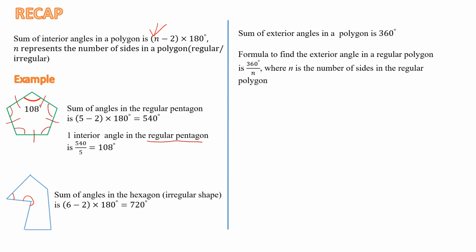And therefore, to find one exterior angle, you just take 360 degrees divided by n, where n is the number of sides in the regular polygon.